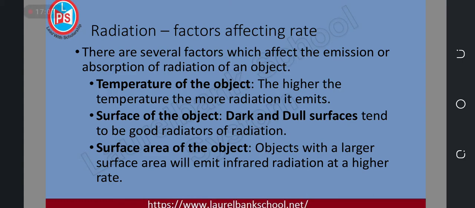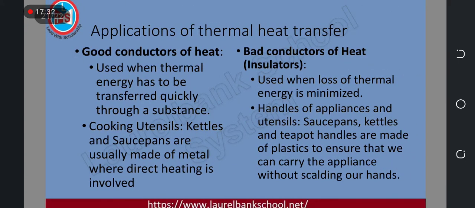The third factor that we are going to discuss is the surface area of the object. Objects with larger surface area will emit infrared radiation at a higher rate. This means that larger surface area objects will emit more radiation as compared to smaller surface area objects. Now we are going to discuss applications of thermal heat transfer, in which we will discuss good conductors of heat and bad conductors of heat.